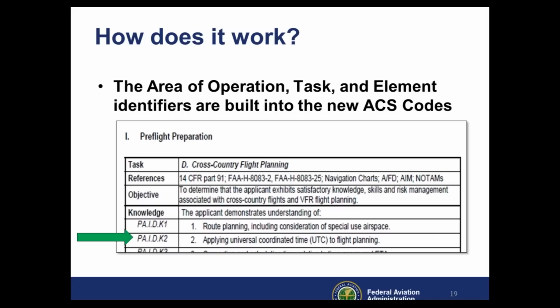But I did want to spend just a second to help you decode that, and you'll see it's really pretty straightforward. PA represents the certification, so that's private pilot. You know, private pilot airplane in this case, so PA makes sense. And then the Roman numeral 1 is your area of operation. The D represents your task, in this case cross-country flight planning. And then the last little bit, the K2 in this example, represents the element. This particular example is knowledge element number 2.